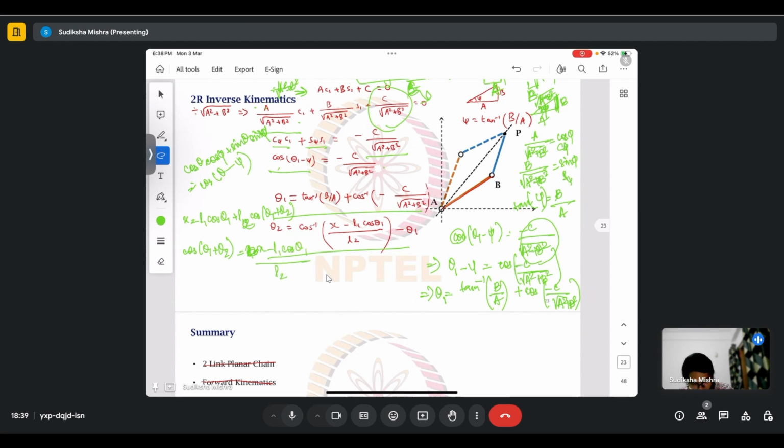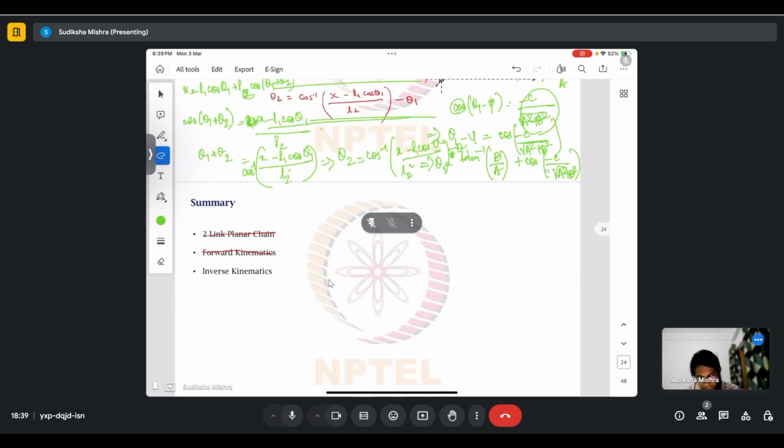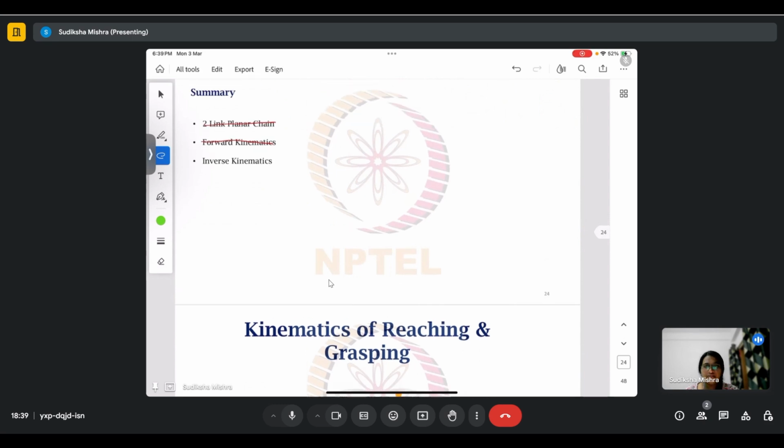You apply cos inverse on both sides. Theta 1 plus theta 2 is equal to cos inverse of (x minus L1 cos theta 1) by L2, and theta 2 is finally cos inverse of (x minus L1 cos theta 1) by L2 minus theta 1, which is what you get here. Okay, so we saw two-link planar chain, forward kinematics and inverse kinematics.